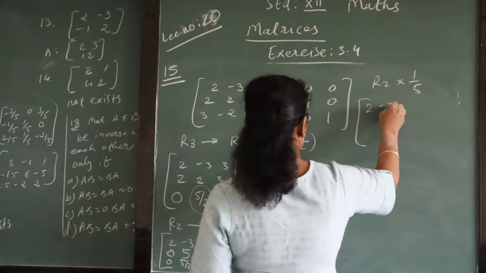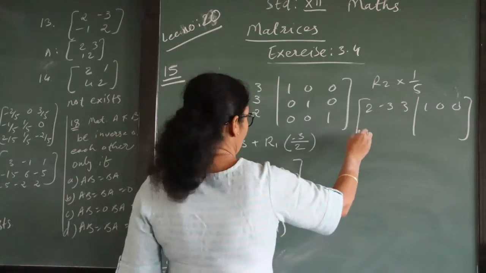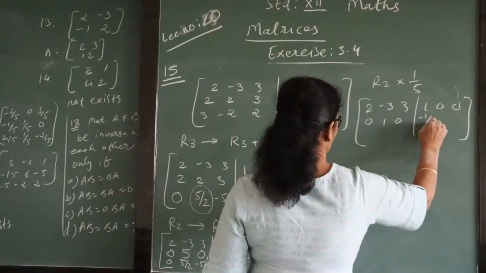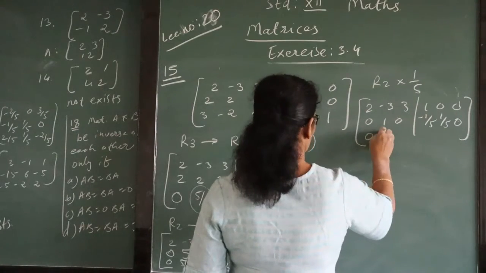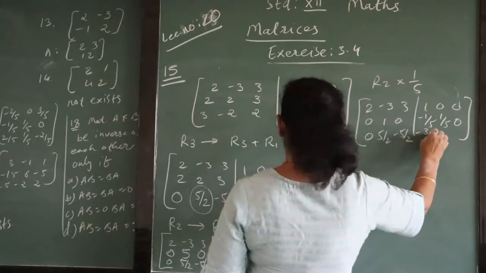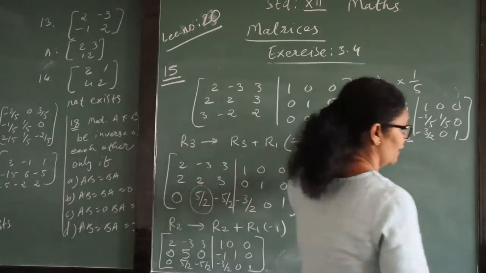First one keep as it is, 0 1 0, then minus 1 by 5, 1 by 5 and 0, and last one 0, 5 by 2, minus 5 by 2, minus 3 by 2, 0 and 1. So, now very simple thing, here we get 1.